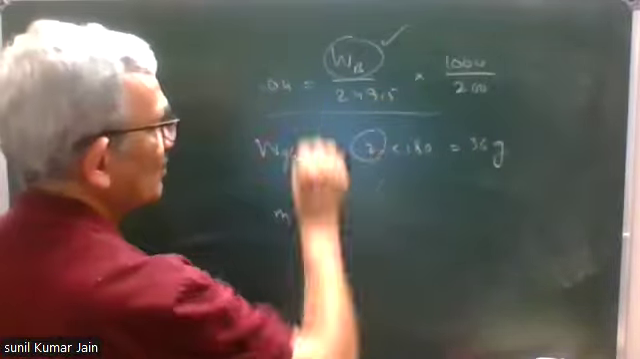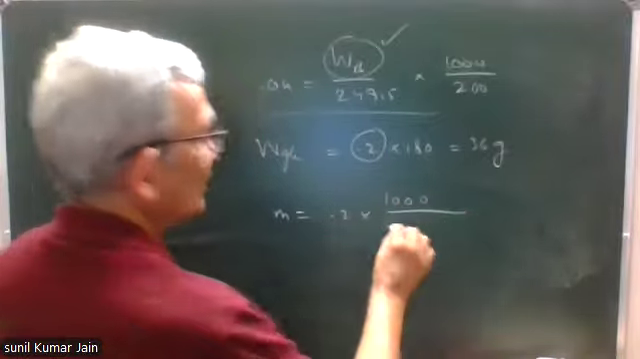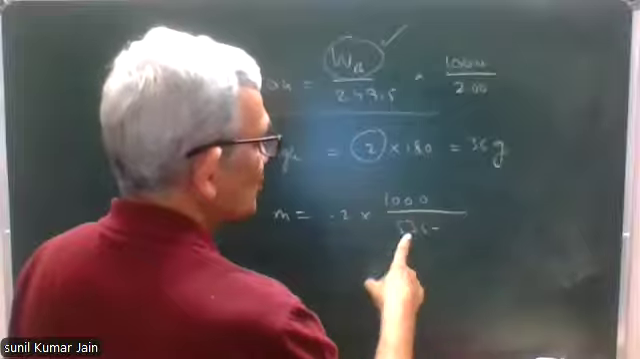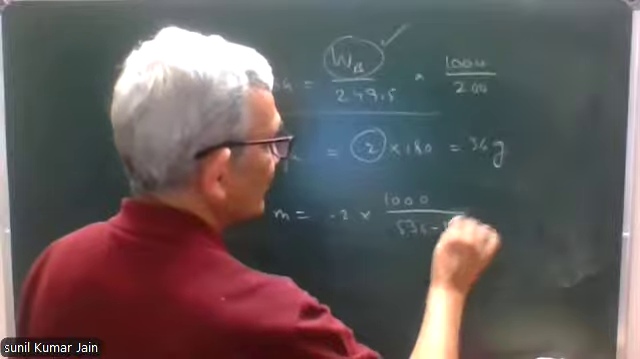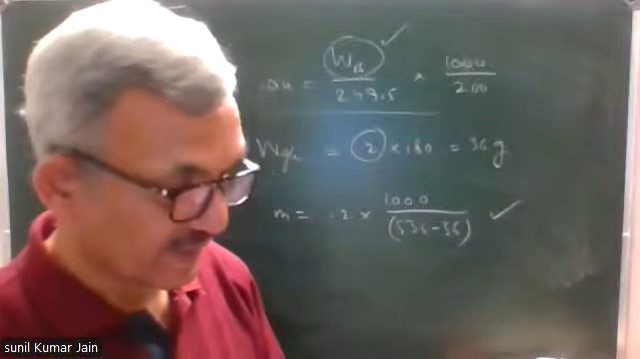Molality is equal to number of moles of solute into 1000 divided by weight of solvent. Weight of solvent will be solution minus solute. This is the answer. Next.